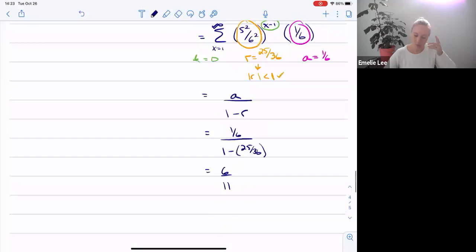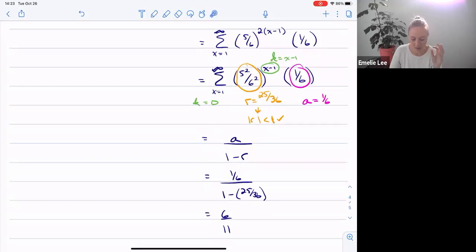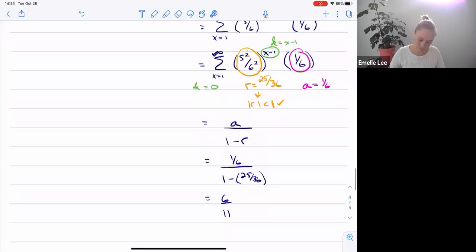Tricky. But the key is to morph this thing into something that we can work with, right? And so as soon as you see a summation that you don't really feel like dealing with, see if it can be transformed into a geometric sequence. That's going to be your first plan of attack here. Okay.